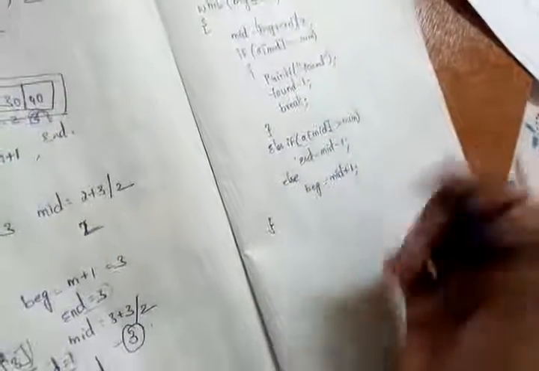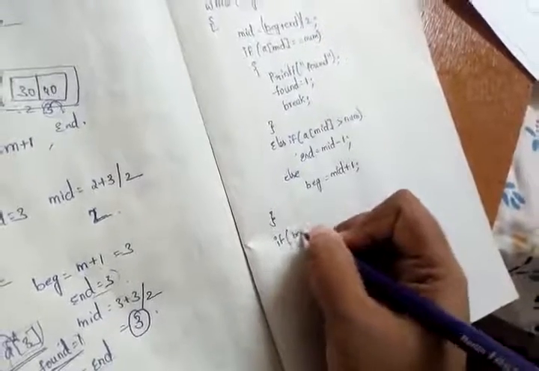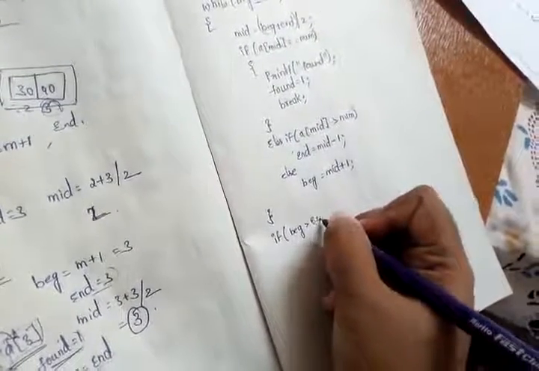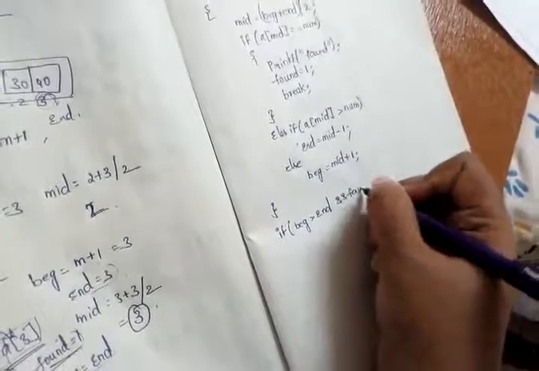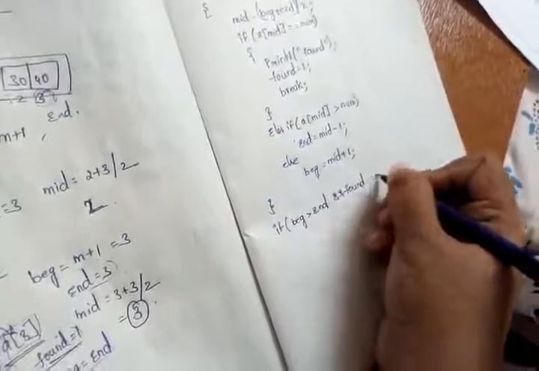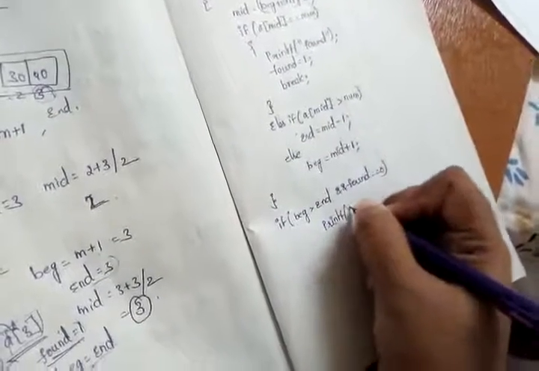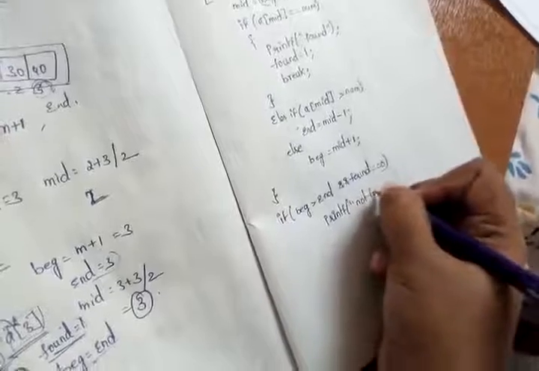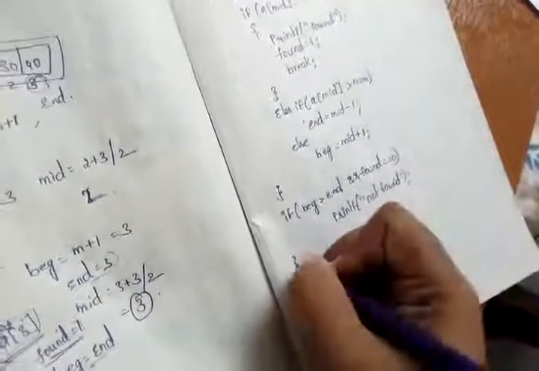Okay, so with this we'll complete searching. Finally, after searching all the elements, if beginning is greater than end and found is equal to 0, then you can say that the element is not found. So like this, we'll perform a binary search of an element.